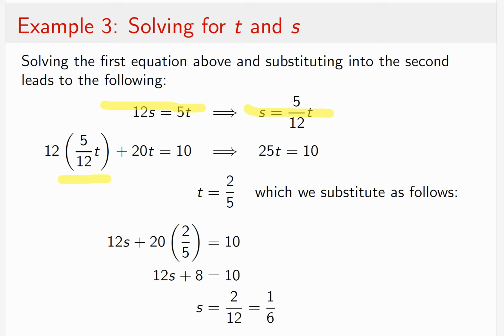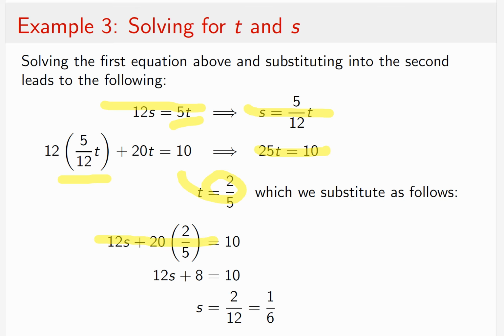All right, and here, this is nice. The 12s cancel, so I just have 5t. 5t plus 20t equals 10, or 25t equals 10. Dividing through by 25, and then I can get to a common denominator. It's 10 over 25, or 2/5. Then I can plug the 2/5 back in and get, in this equation, right, 12s plus 20 times 2/5. Okay, well, what's the 2/5?